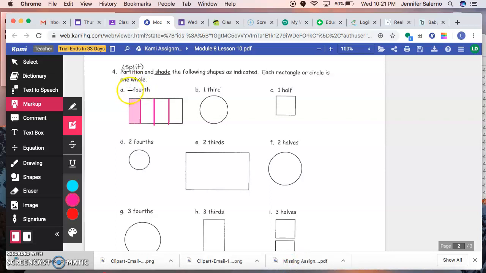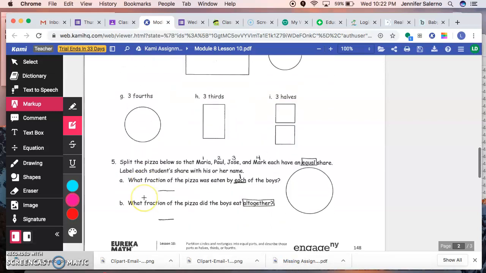The first number is how many you shade. The second number is how many total parts you have. Let me say that one more time. The first number is how many you shade in. The second number is the total number of equal parts. Keyword: equal parts, okay? So that's what you're going to do for the rest of these.